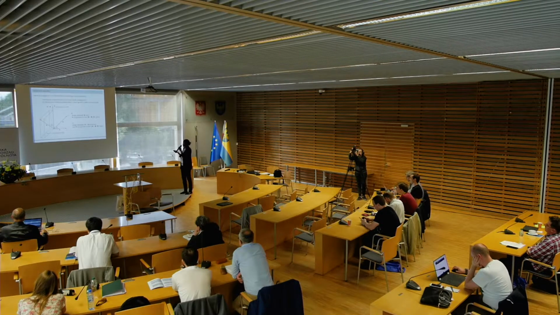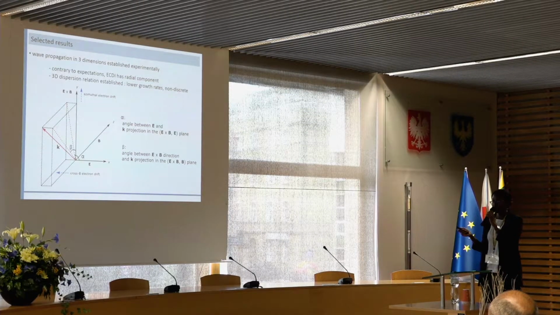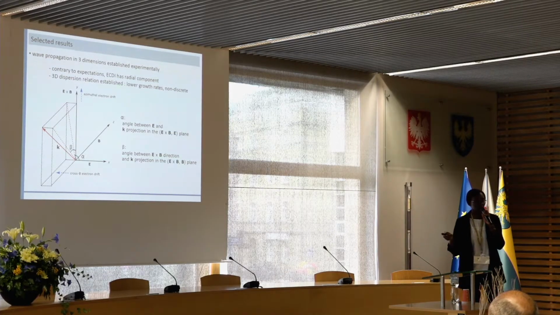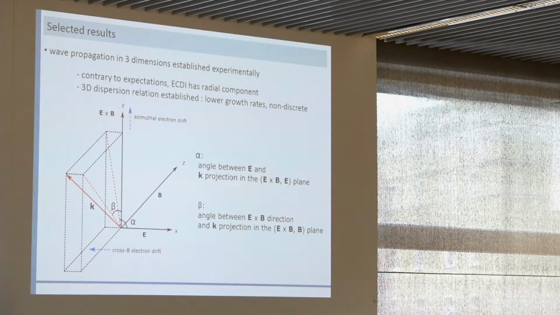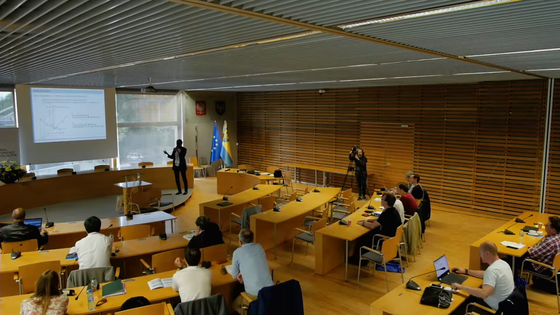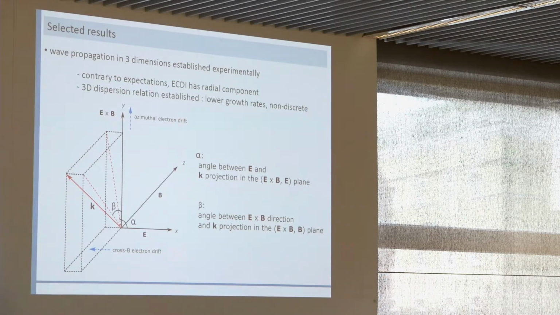Another result is understanding how the mode propagates in space. So in the initial models that were considered, both linear kinetic theory and also in the simulations that were run, this instability was speculated to propagate either in 1D, so primarily in the azimuthal direction, or 2D, in the azimuthal and axial directions. And experimentally, we were able to show that the instability actually propagates in 3 dimensions. It has a small component which is along the magnetic field, and this was quite unexpected.